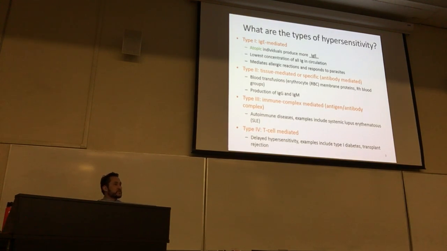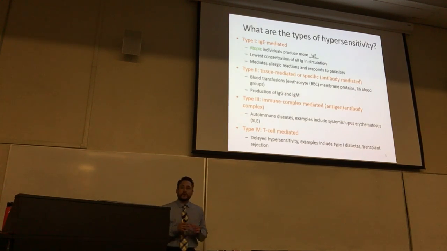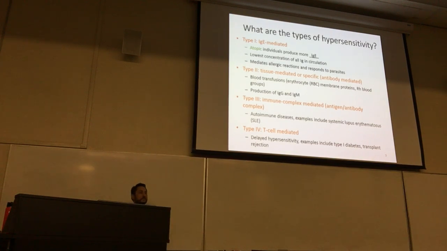Antibody-mediated, where there's a tissue response or a very specific antibody that actually is released, and we're going to see an example of where it goes in bodies. Some examples of type 2 are not allergies. Allergies all fall under type 1. But type 2 are going to be things like blood transfusions.